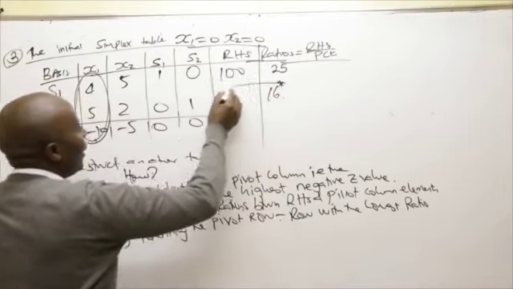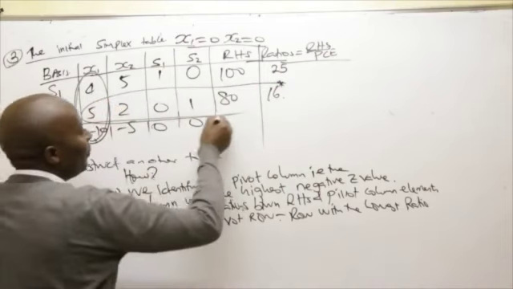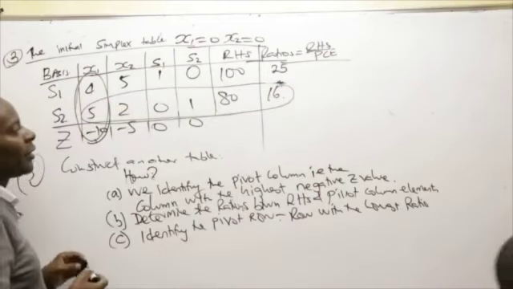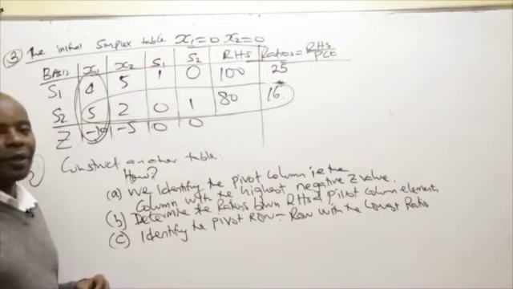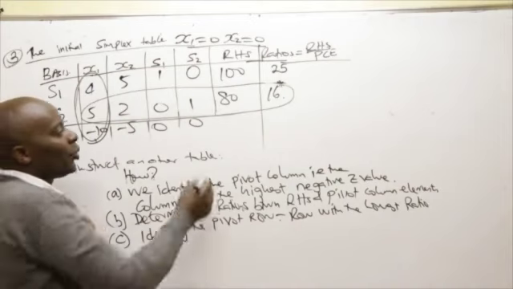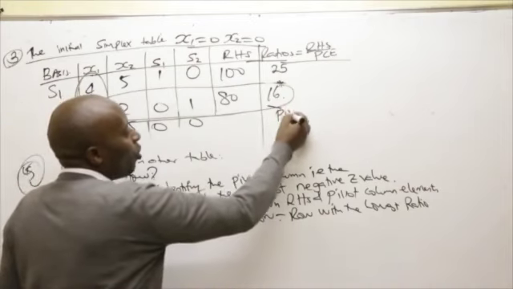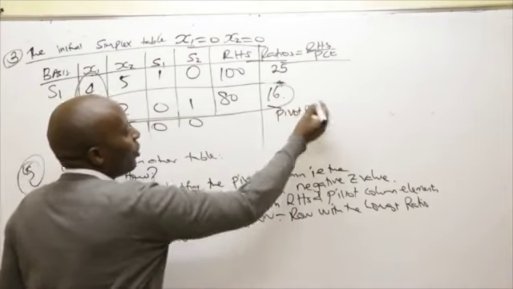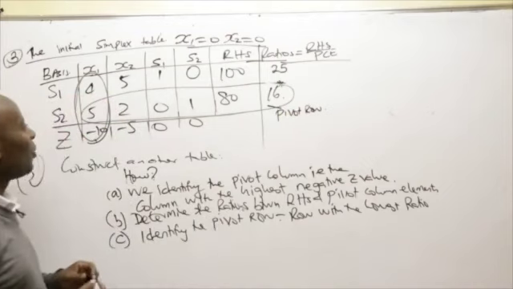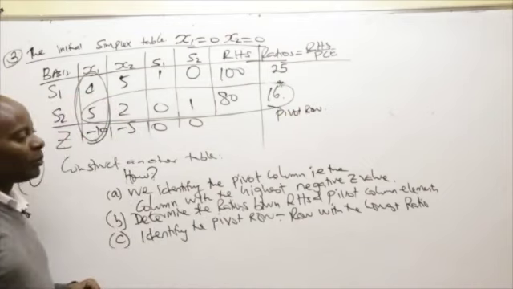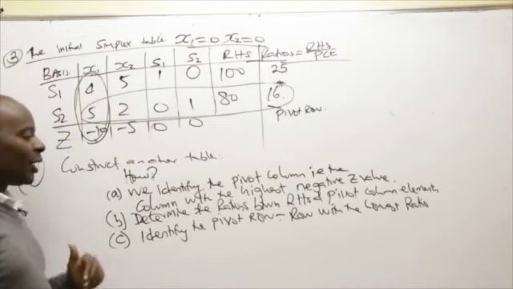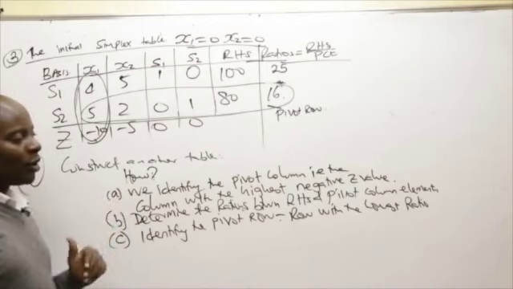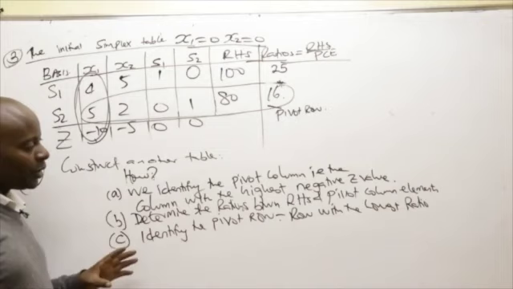So please come and mark it like that. Ladies and gentlemen, this is what we are calling our pivot row. We have our pivot row like that. Identify the pivot column, do the ratios, identify the pivot row, which is the row with the lowest what here? Ratio.